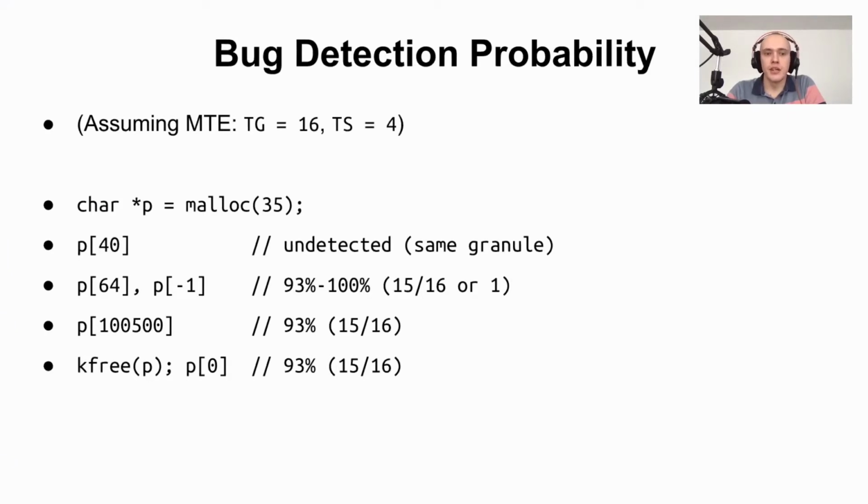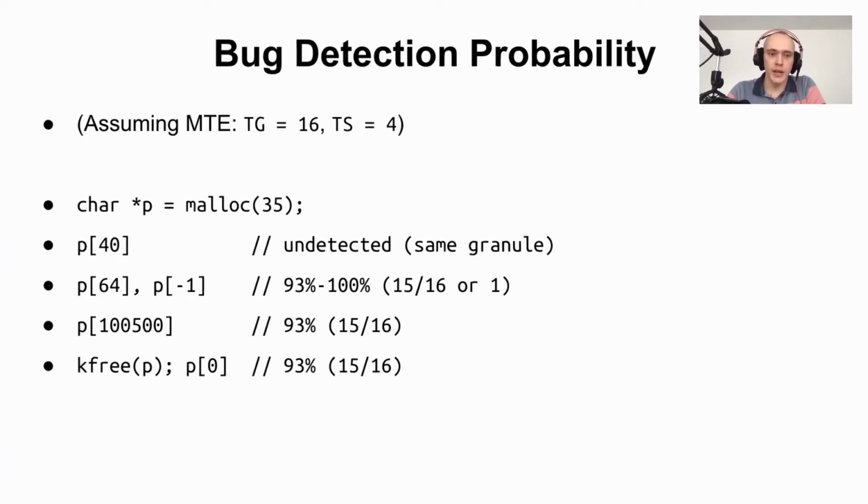Here's an example. Let's say that our memory granule size is 16, and let's say we use 4 bits to store a tag, which means we have 16 different tag values. Let's allocate 35 bytes. When we access byte number 40, it falls within the third granule, since to hold 35 bytes we need 3 granules of size 16. So in this case, this access will not be detected.